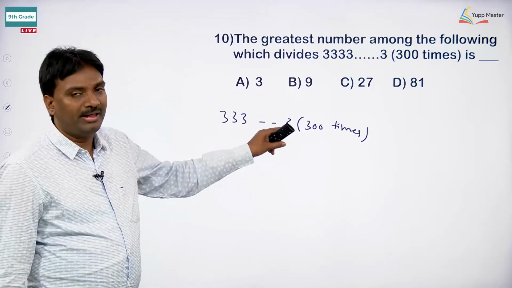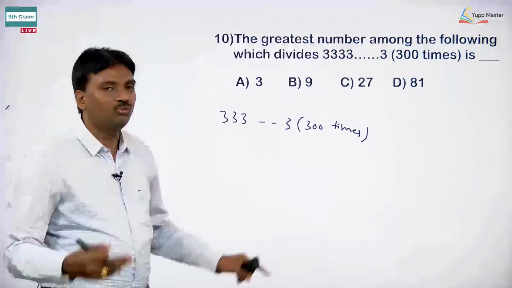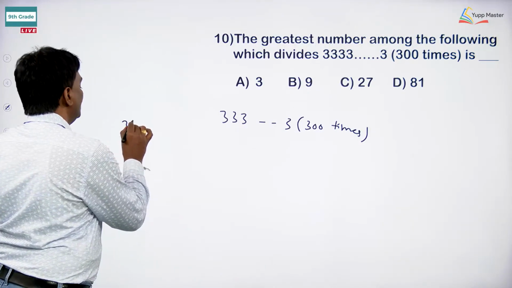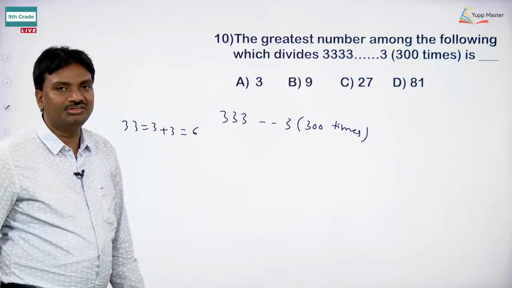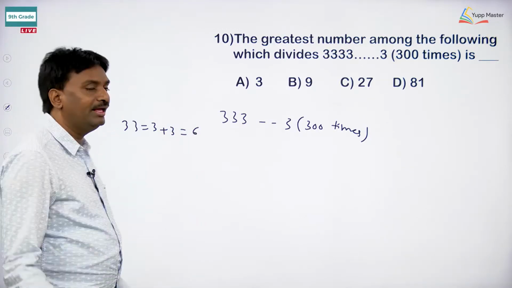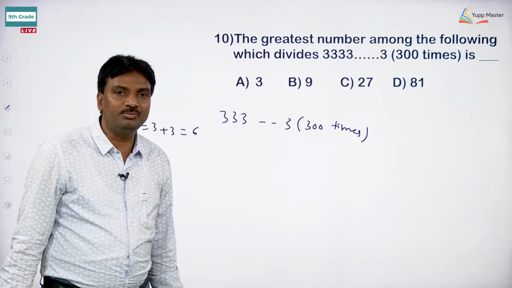So here, by applying that rule, 3, 3, 3. For example, if we have 33, it means we have two 3's. 3 plus 3 equals 6. So 6 is divisible by 3, so we can say 33 is also divisible by 3.